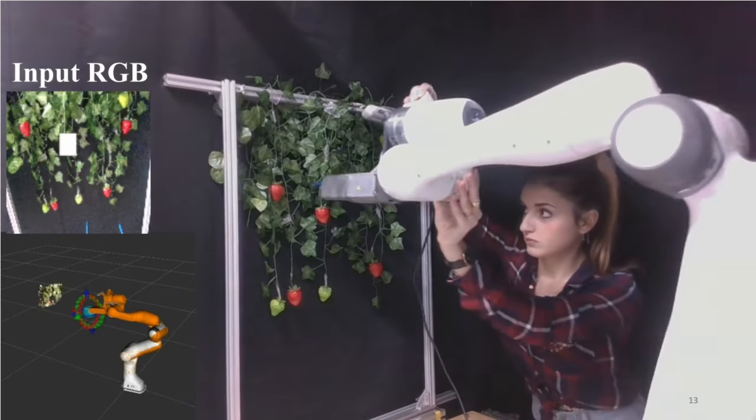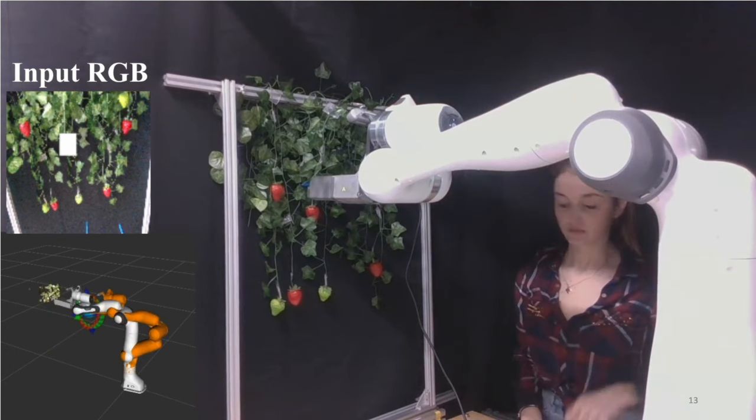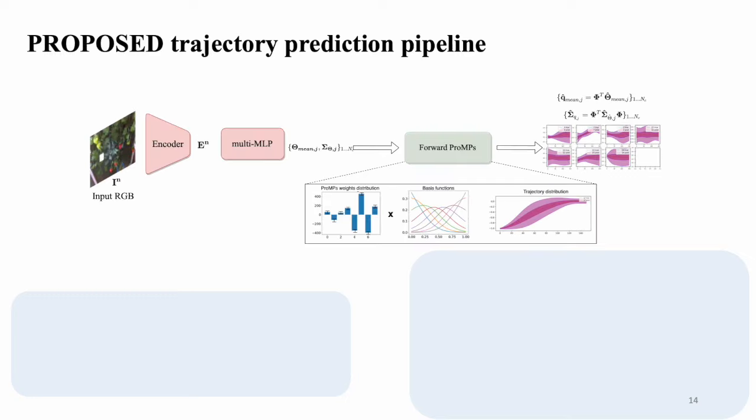This is one sample of demonstration. We use the Franka Emika, as you see, with a custom-made end effector for strawberry picking. There is a camera here that you see, and Alessandra is just performing the demonstration to show the robot how to reach the target strawberry. And this is the RVS simulation environment. The prediction is doing that one.